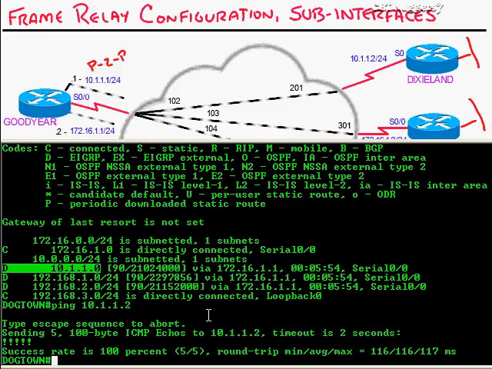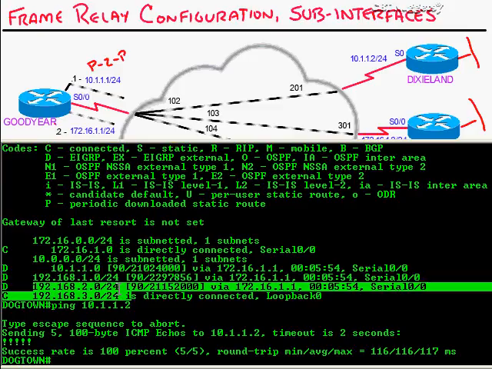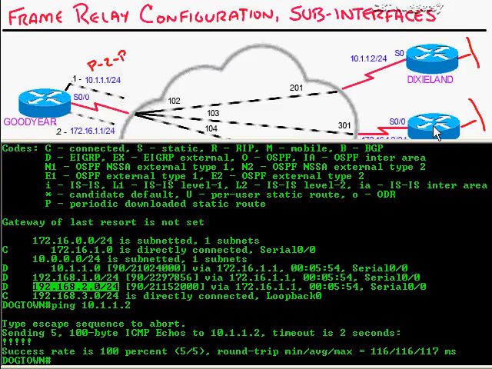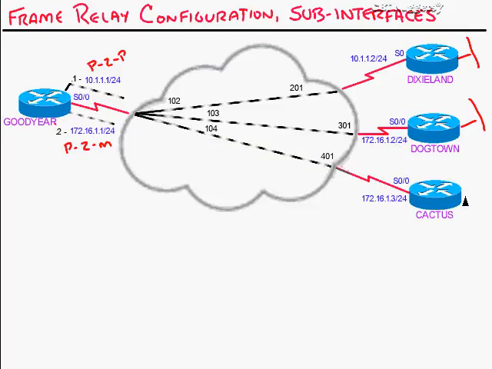But we're missing one. And this demonstrates a huge problem with multipoint interfaces. Look at this. We've got Goodyear's. We've got Dixieland's, but I'm sitting on Dogtown right now. Do we have Cactus's? Cactus has 192.168.4.1 behind it. It's got this little network behind here. We aren't learning about that on Dogtown.